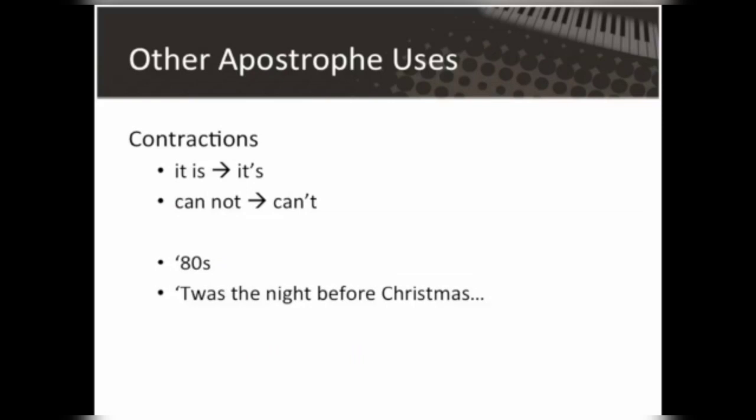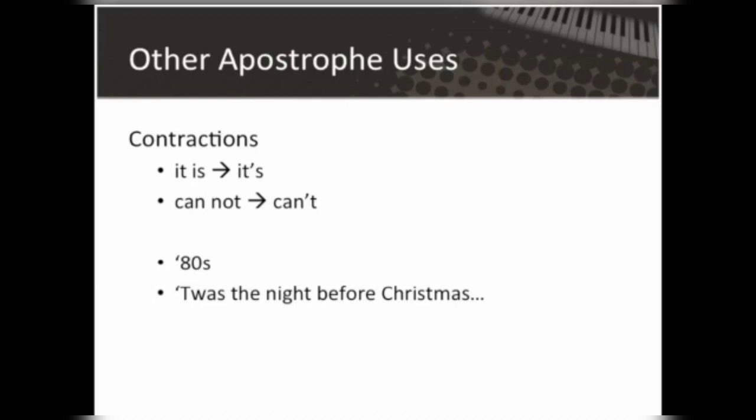For example, it is. To make it short, we write it's, it and apostrophe s. Second, cannot. The short form is can't, can apostrophe and t. While using it in a sentence, we have to be very careful. So this is the second usage where we use the apostrophe as contractions.